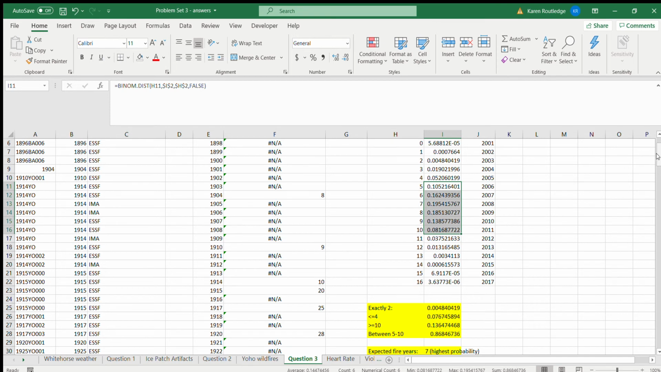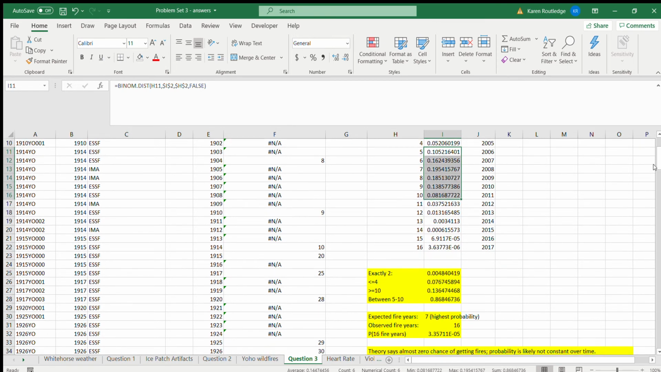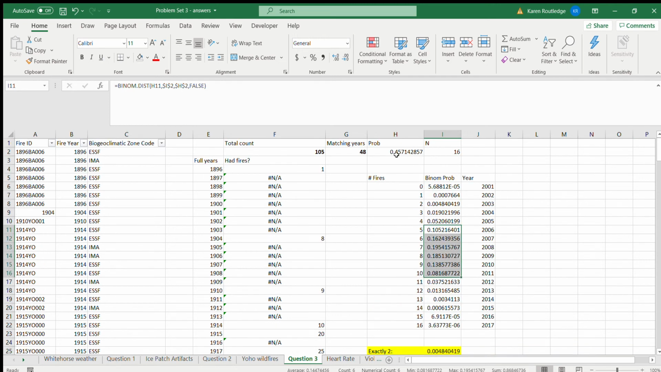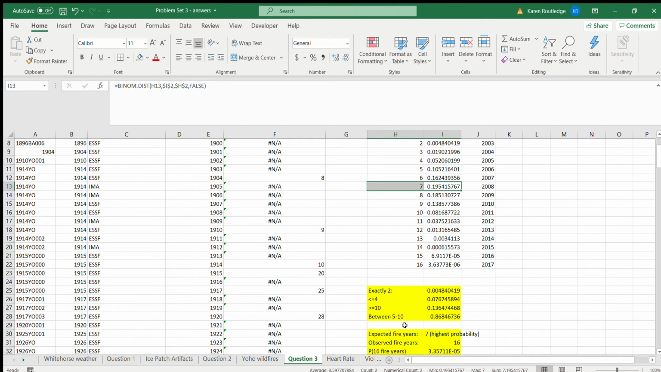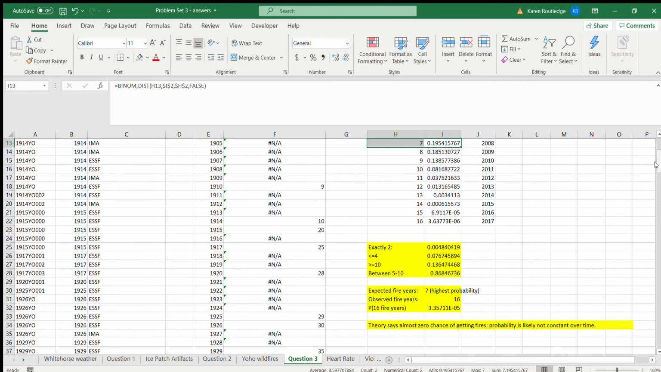So that is that. The expected number of years with fires. Up here we have the probability of any given year having a fire, but now we want to know how many years with fires we would expect out of 16 potential ones. So here we're looking for the number of years with fires that has the greatest binomial probability. We just look, we see that has the greatest probability, so that gives us 7 years with fires. So that is our expected number of fire years. Now that said, if we look in the actual data set, we see that of the 17 years, there's actually 16 years that had fires. So that's a pretty big discrepancy.